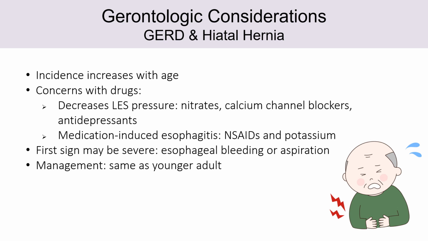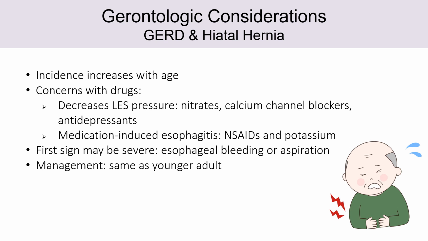Just a few gerontologic considerations for GERD and hiatal hernia. This actually becomes more prominent as we get older, and some medications that patients may be on can decrease that LES pressure, which can cause an issue with GERD or hernia. So nitrates, calcium channel blockers, and some antidepressants, so just keep that in mind. And then you can also have medication-induced esophagitis that can be from NSAIDs. We know that NSAIDs have a potential to cause GI bleeding.